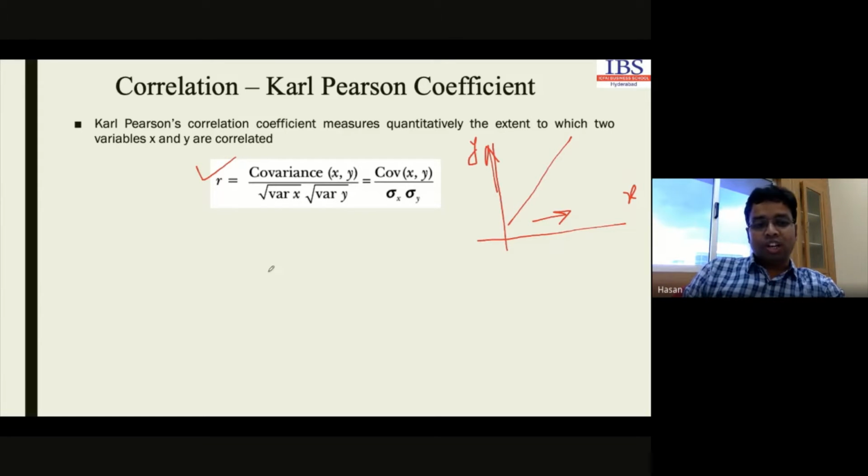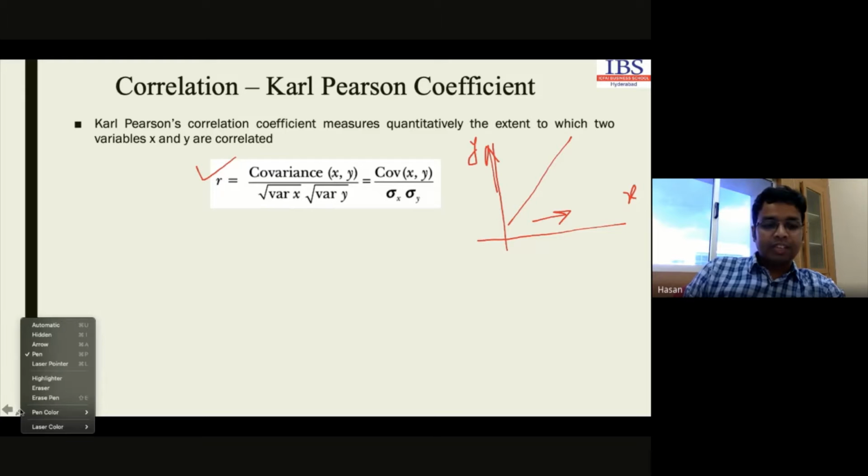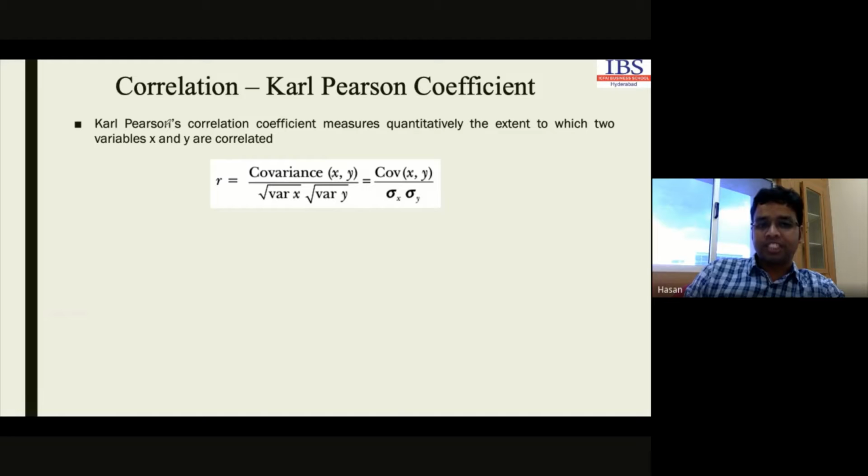Now we are moving towards the numerical problems. The very first one: we have two different methods of measuring the correlation coefficient numerically. One is called the Pearson correlation coefficient and the other is the Spearman rank correlation. So this is called the Pearson correlation coefficient.